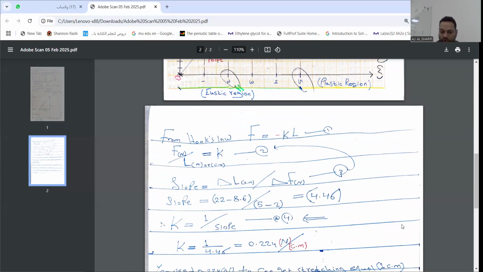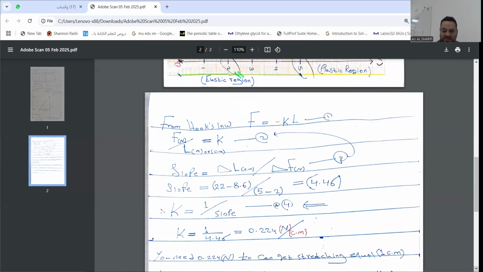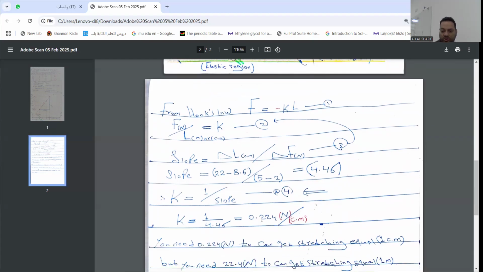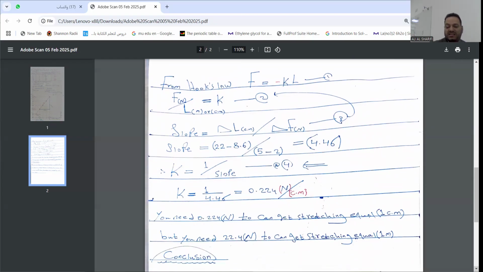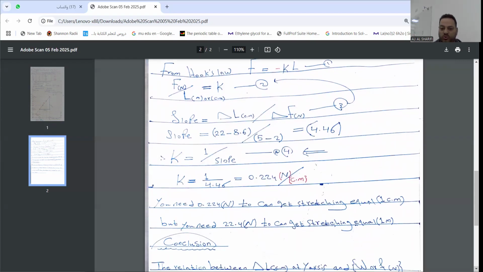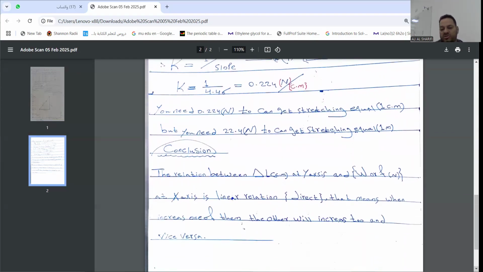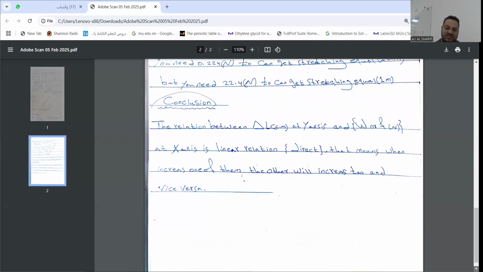Slope equals 4.46. By reversing this number, I have 0.22 Newton for each centimeter. Let me read it again. That means I need 0.224 Newton to make the stretching equal 1 centimeter. If I calculate it for each meter, that means I need 22.4 Newton to make the stretching equal 1 meter. Okay. Conclusion: the relation between them is a linear relation. Its kind is direct. That's it.